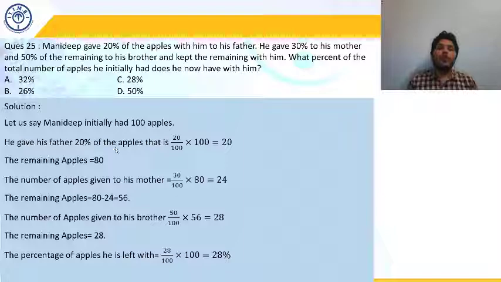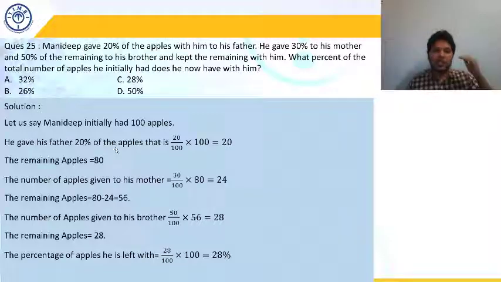So I have assumed, let us say Mandeep initially had 100 apples with him. So how much did he give to his father? 20% of 100, that is 20 apples he gave to his father. And now he is left with 80 apples. Now he will be giving 30% of this 80 to his mother, which is 24 apples. Now what will be left? 80 minus 24, which is 56.